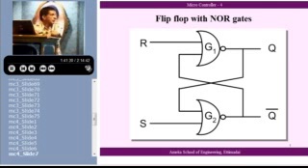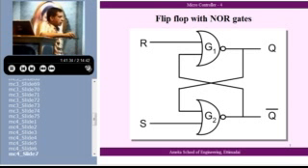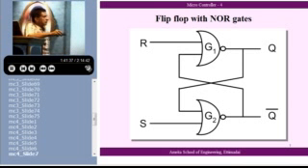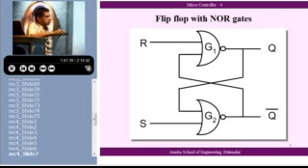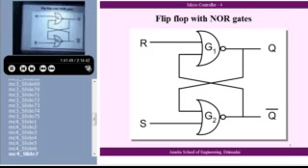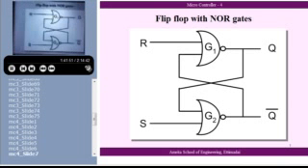I made a circuit with two inputs. I call this input R, I call this input S. I have taken the NOR gate here. I got an output, I call it Q. This output I call Q bar. This Q bar I connected back here. This Q I connected back here. Now we can see how it behaves.